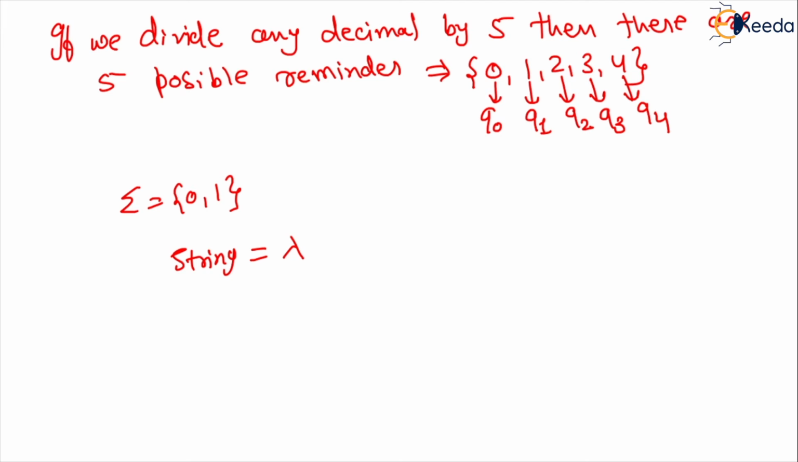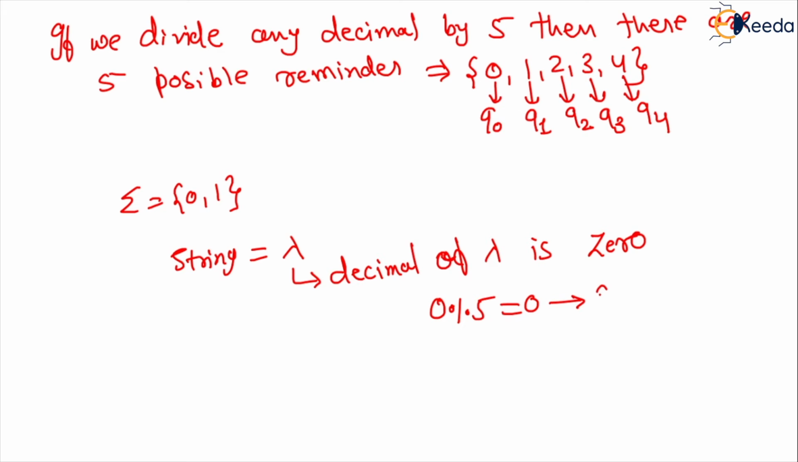But for the initial state, we should know the minimum string. The string null contains nothing. There is not any 0, there is not any 1. So the decimal of null is 0. It generates 0 decimal. So when you find 0 mod 5, that will be 0, meaning state q0. A remainder of 0 is a final state, meaning null is accepted. And when null is accepted, the q0 state is initial as well as final.